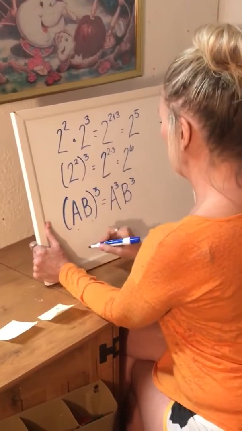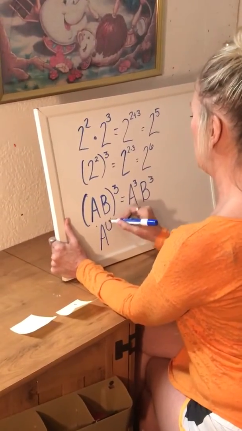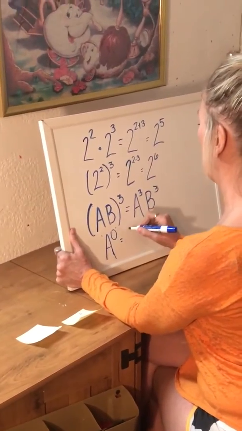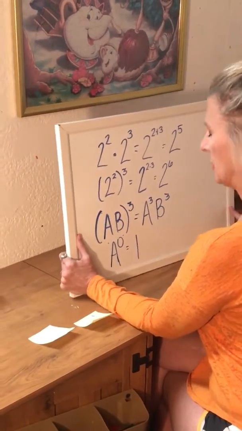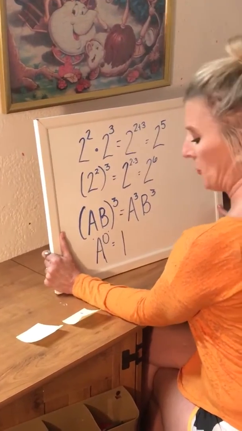The next rule is a to the 0, and you should know every time that that equals 1. A to the 0 power is always going to give you the 1. A to the 0 power.